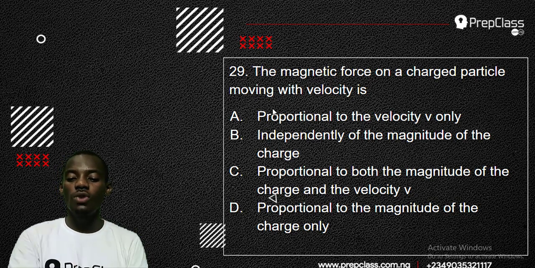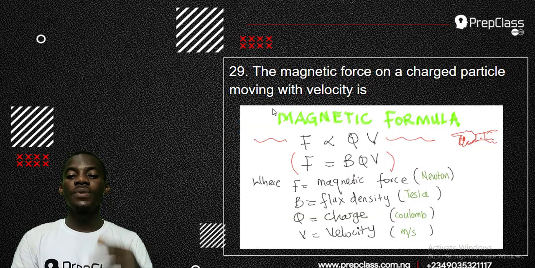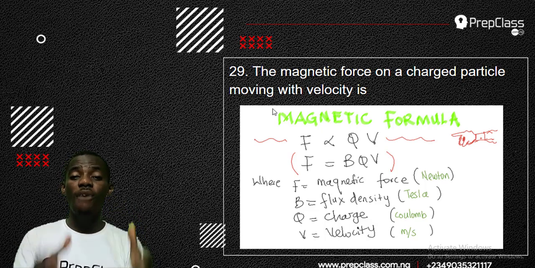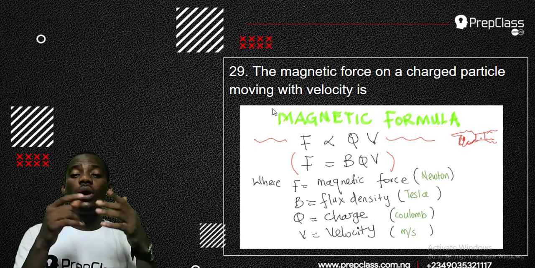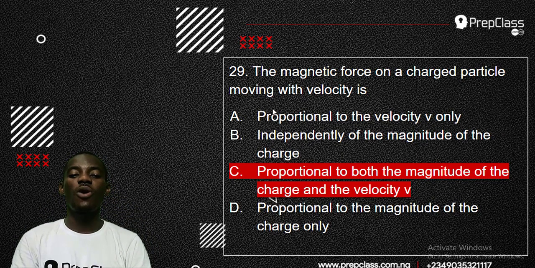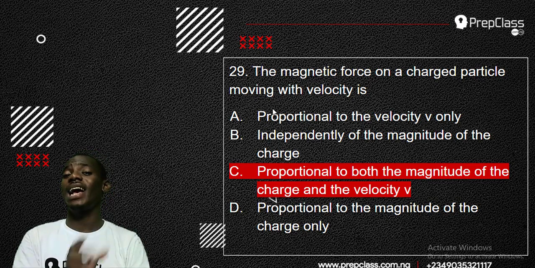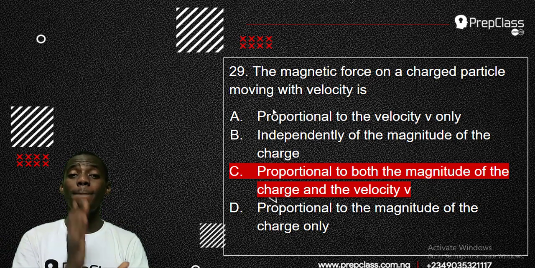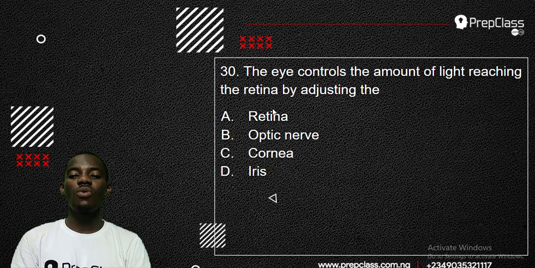Proportional to the magnitude of the charge only? It's not charge only, it's not V only, it is that force is proportional to QV, where Q is my charge and V is my velocity. So my magnetic force is proportional to the charge and the velocity, and that makes the correct answer option C. Okay, so that answers that question. Now don't forget that formula is very, very important, and with that formula you can tackle any question on magnetism. Now let's go to the next one, the last one for this session.